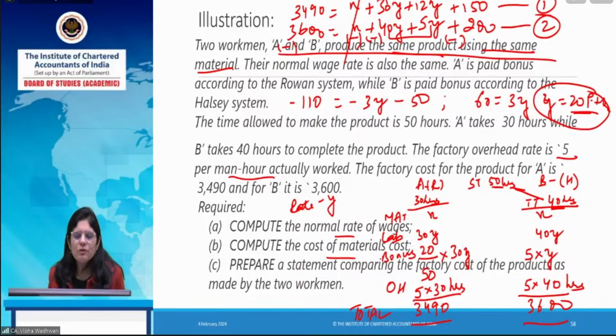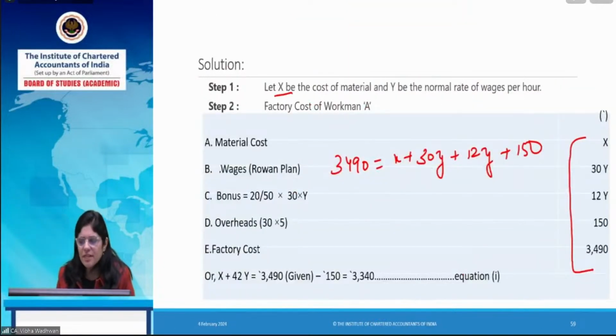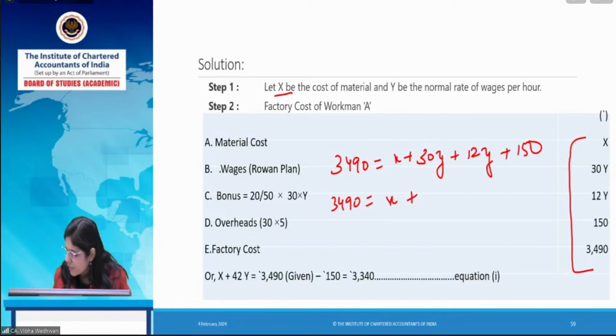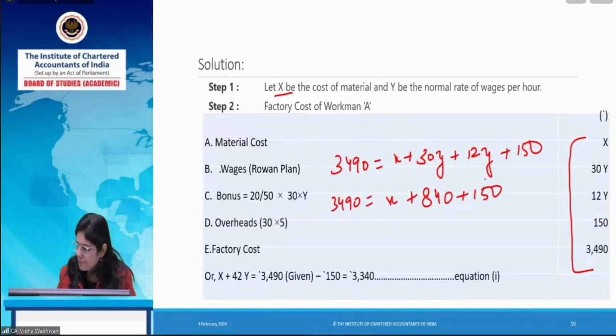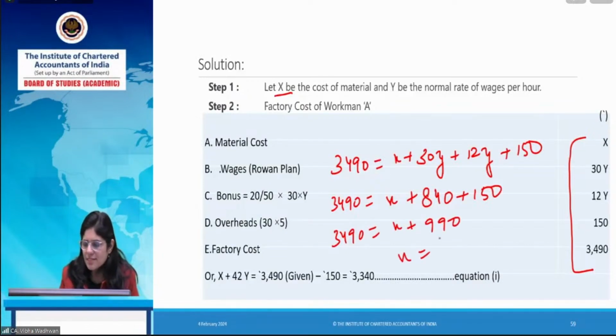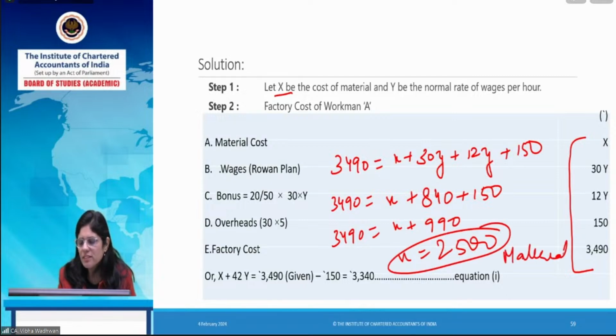Now you have to compute the cost of material. How do you compute the cost of material? You have the wage rate now. So just calculate the cost of material. 3490 equals X, the material cost we want. Now Y we have. Y is 20. So just calculate the wages. 30 plus 12, 42 into 20. So the total wages plus bonus is 840 plus 150, 990. So 3490 is equal to X plus 990. X comes out to 2500. Material cost comes to 2500.